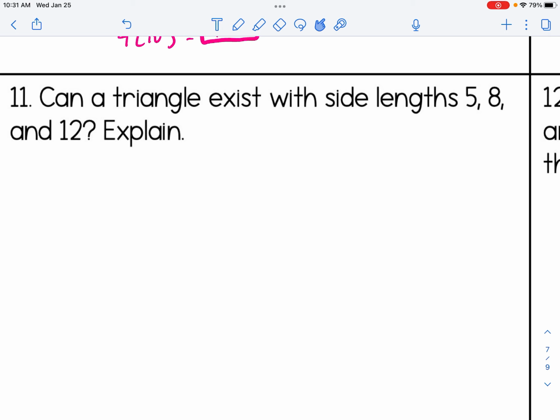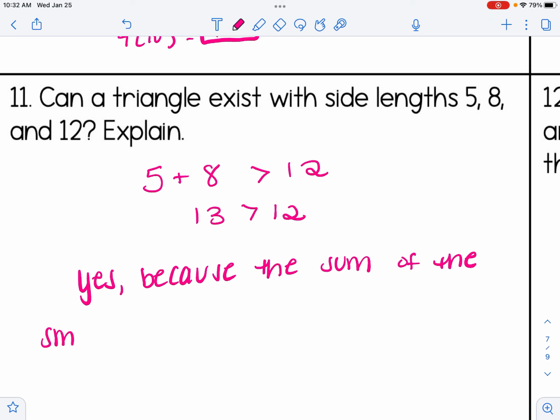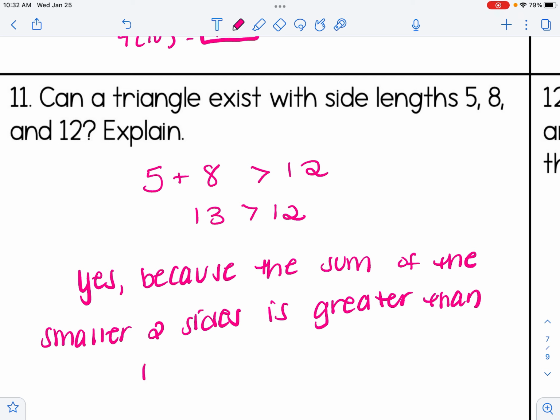Number 11, can a triangle exist with side lengths 5, 8, and 12? Well, let's check. Is the sum of the smaller two sides greater than the third side? And yes, the sum of the smaller two sides, 5 and 8, gives me 13. That's larger than 12. So I'm going to start by definitely saying yes. And I'm going to say because the sum of the smaller two sides is greater than the third side.